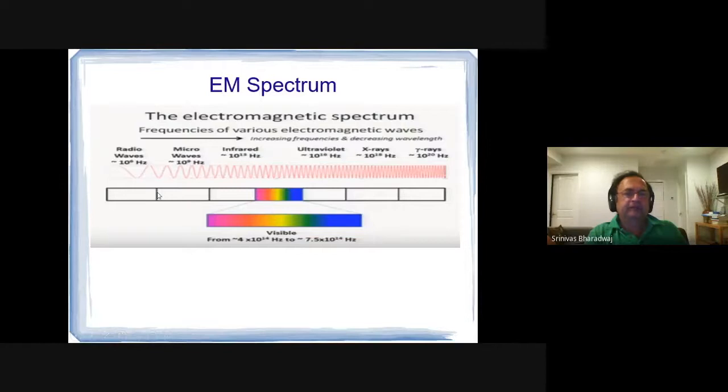Here, and these are X-rays and all that. They are harmful. Wireless does not happen in this side of the spectrum. A lot of the wireless happens here. Then there is the infrared, which causes heat. Then you have these other things.